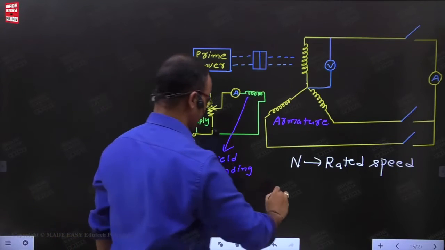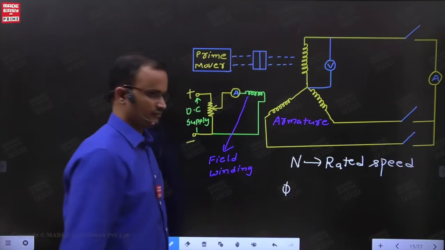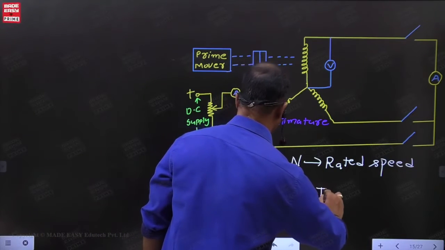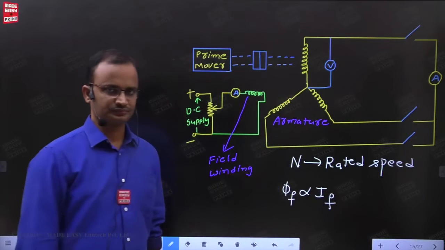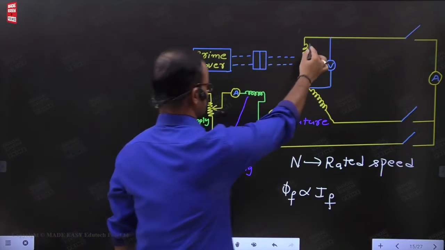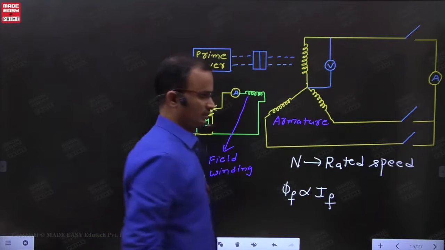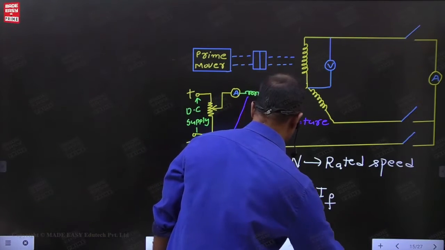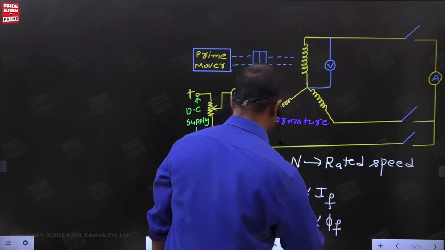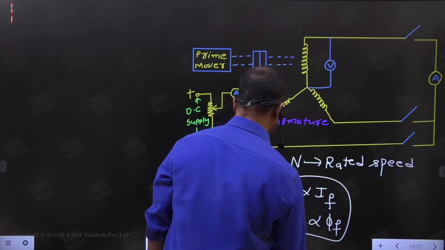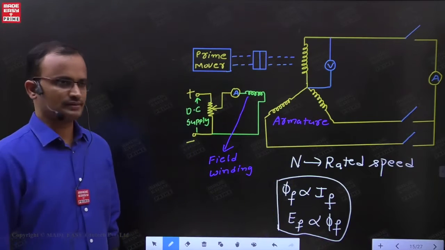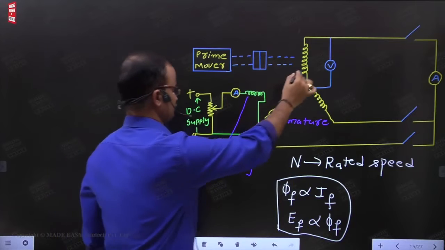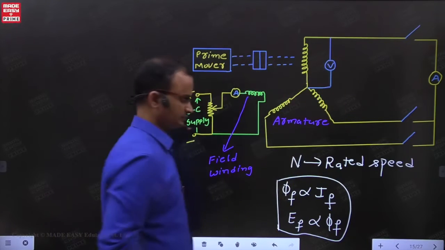If you vary the current value every time, the respective flux changes. The flux produced in the field winding is directly proportional to the respective field current. Now, if the flux changes, the corresponding induced voltage in the winding also changes. Induced voltage is directly proportional to the respective flux. Then in this example, we have to observe at different values of field current, and take the corresponding open circuit voltage.